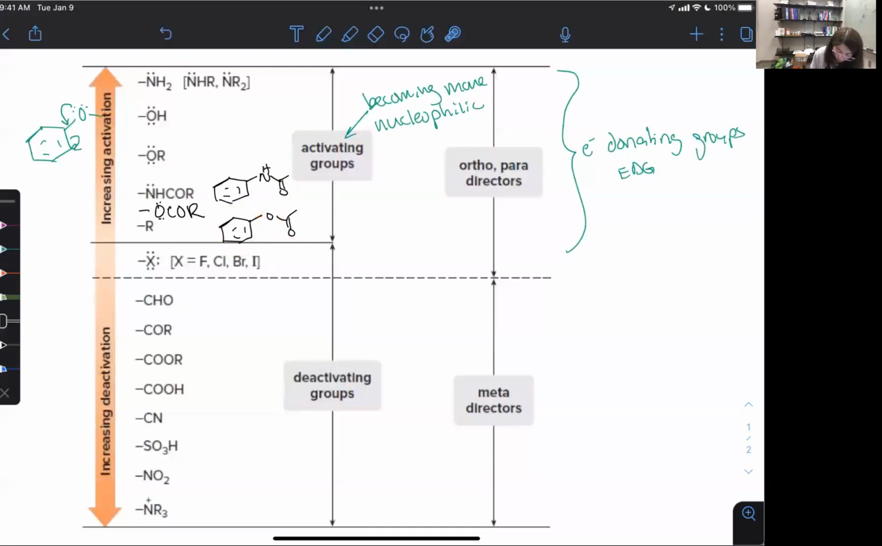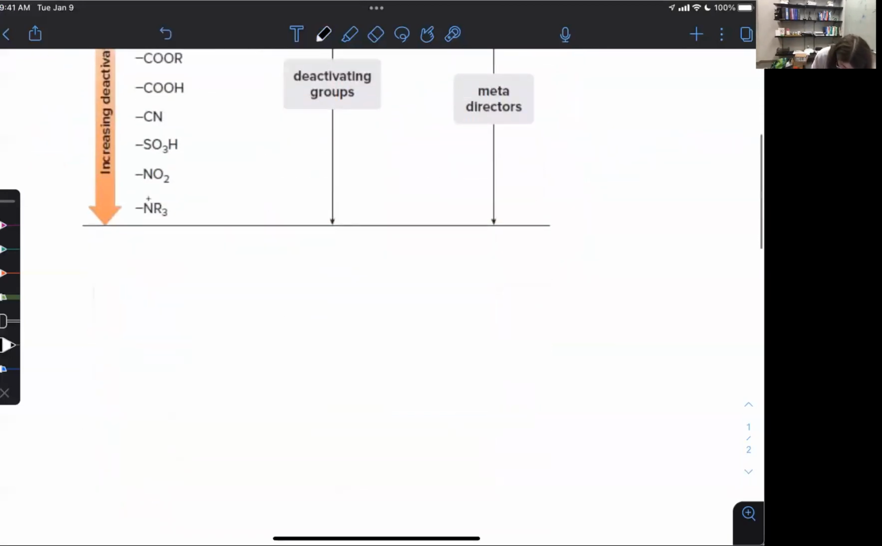The other one that is kind of weird is where the halogens lie. We've got this little dotted line here where the activating groups stop right before the halogens, but the ortho-para directors go all the way through the halogens. So why are halogens acting as ortho-para directors but don't activate the ring? The reason is we're getting a clash between a resonance and an inductive effect.